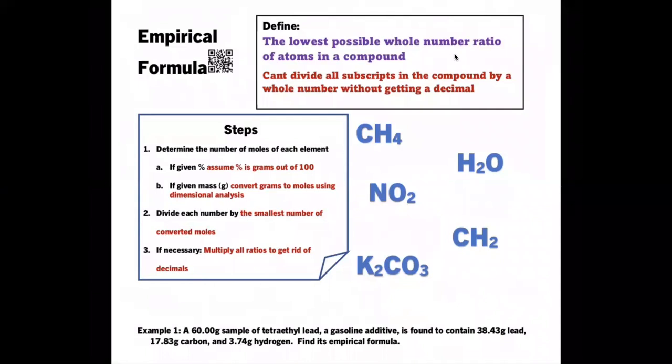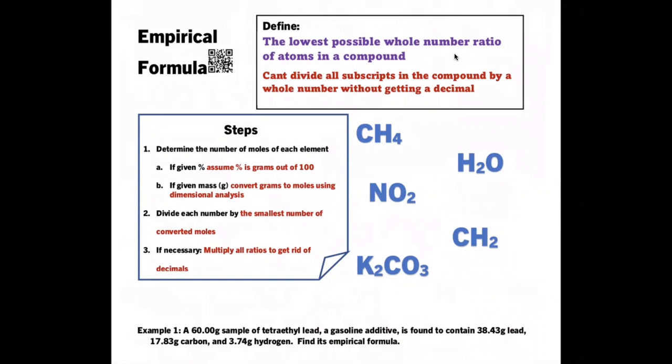This video is going to be about empirical formulas. An empirical formula is the lowest possible whole number ratio of an atom in a compound. When we look at an empirical formula, we're not going to be able to divide the subscripts by a whole number and not end up with a decimal.